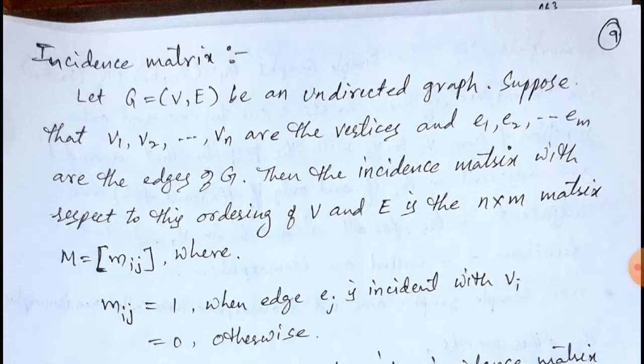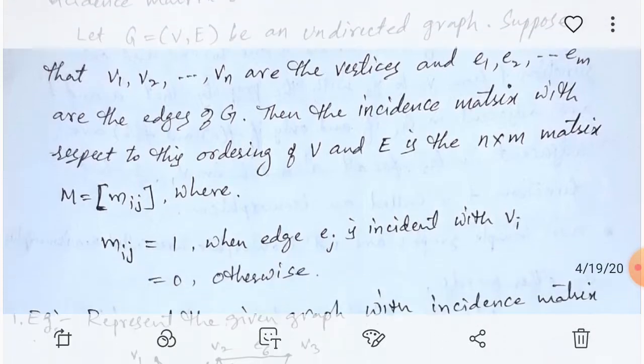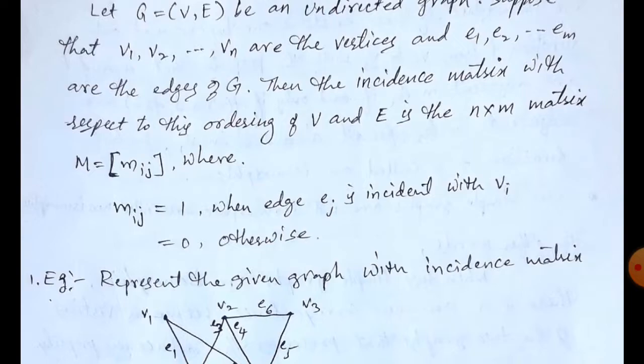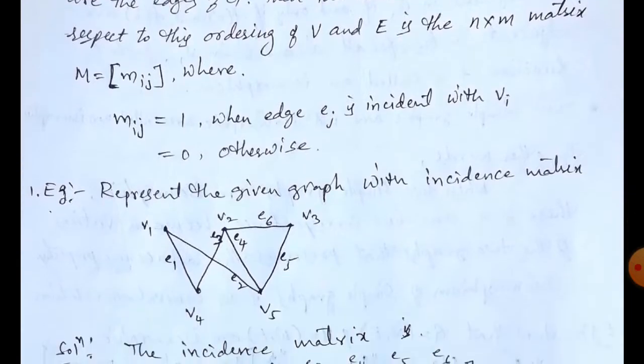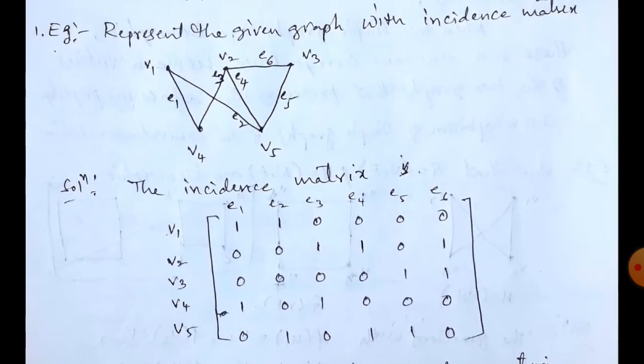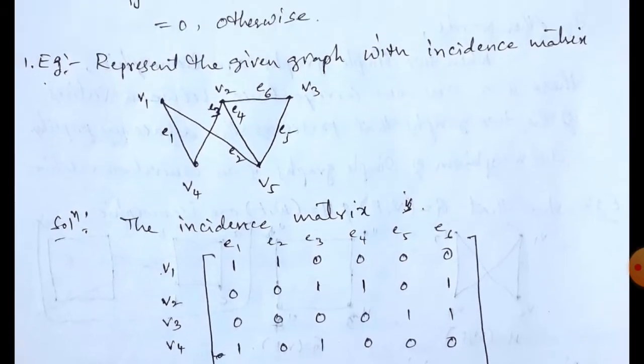Let G = (V, E) be an undirected graph. Suppose that V1, V2, and so on up to Vn are the vertices and E1, E2, and so on up to Em are the edges of G. Then the incidence matrix with respect to the ordering of V and E is the n by m matrix M = [Mij], where Mij equals 1 when the edge Ej is incident with Vi, and 0 otherwise. For example, we'll take one, then you will get what the incidence matrix is.